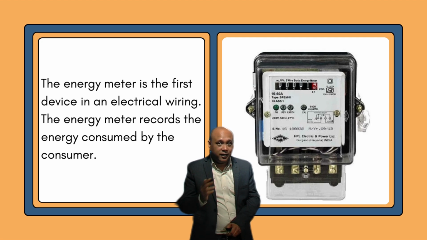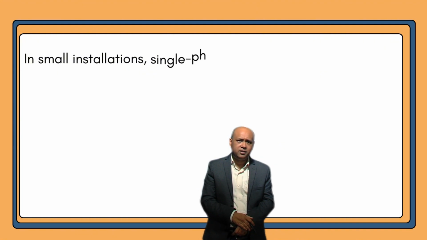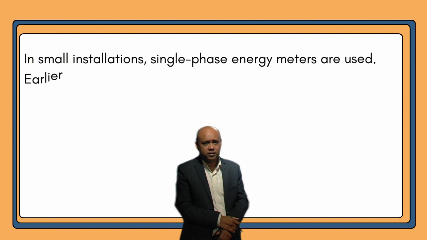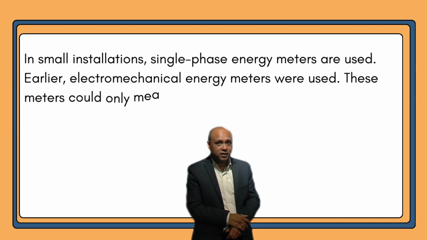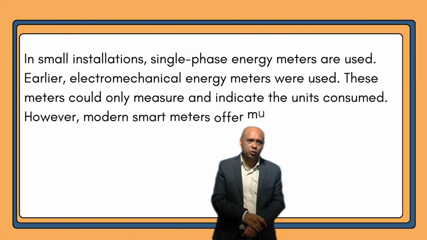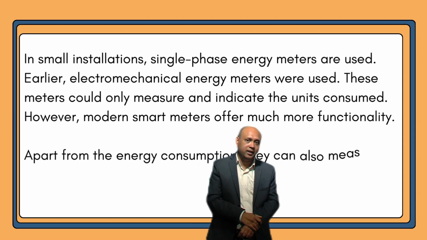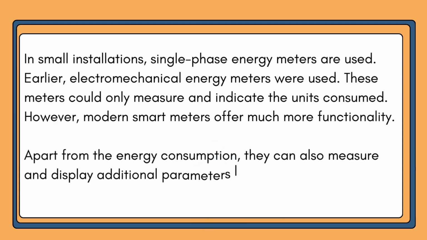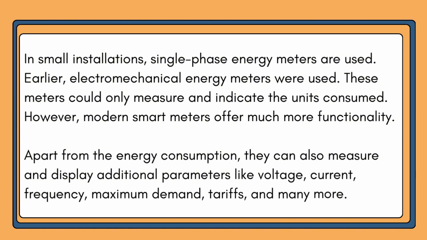The energy meter records the energy consumed by the consumer. In small installations, single phase energy meters are used. Earlier, electromechanical energy meters were used. These meters could only measure and indicate the units consumed. However, modern smart meters offer much more functionality. Apart from the energy consumption, they can also measure and display additional parameters like voltage, current, frequency, maximum demand, tariffs and many more.